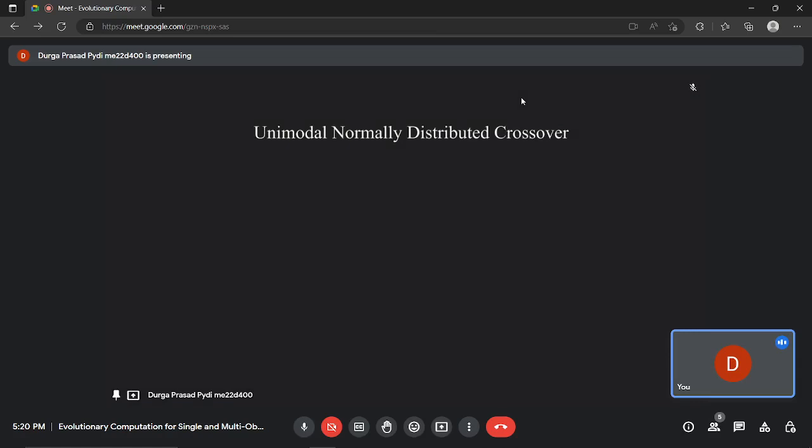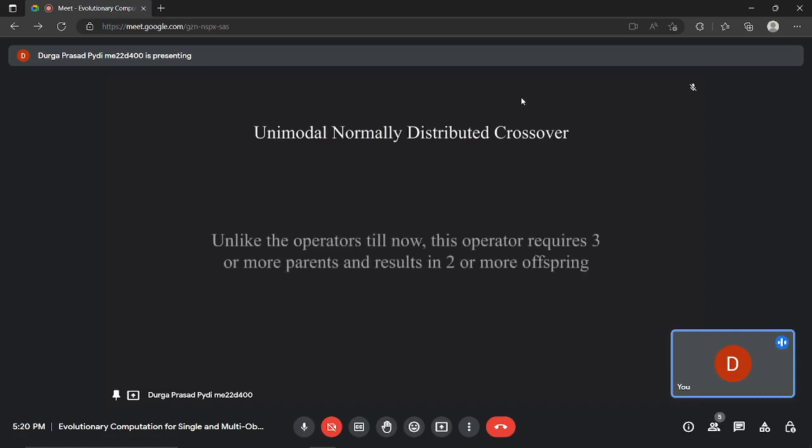Till now we have discussed operators where you give in two inputs and take out two outputs. But in this particular operator, the unimodal normally distributed crossover, you have to take three inputs, three parents, or more, and then you take out two or more solutions. How do we go about doing that?